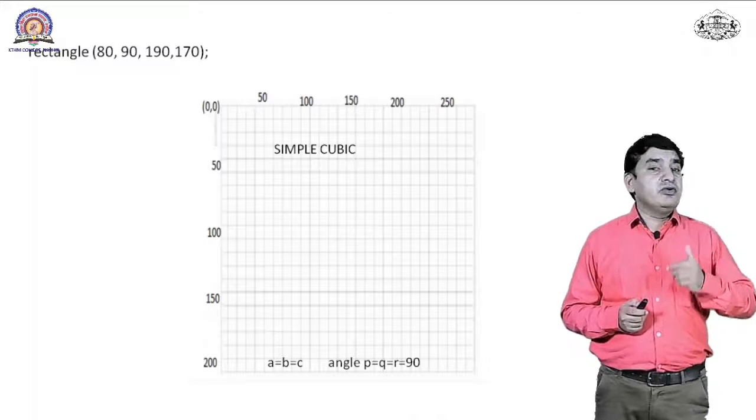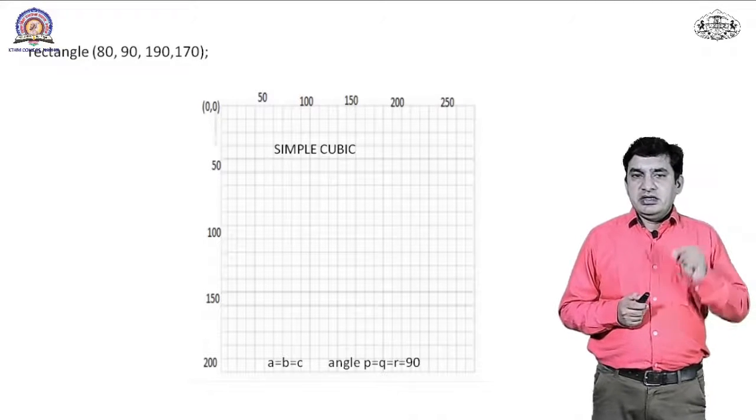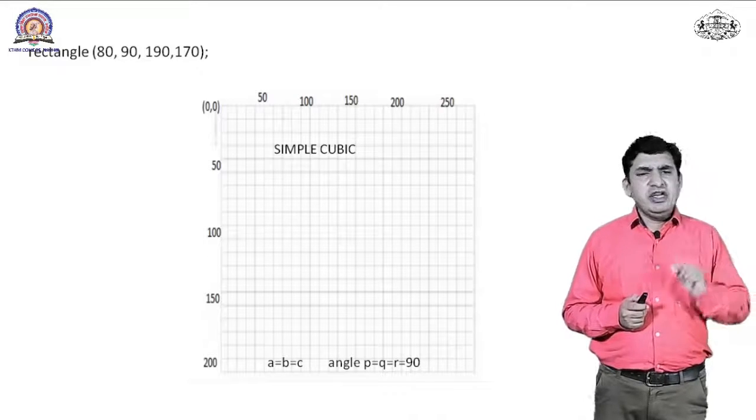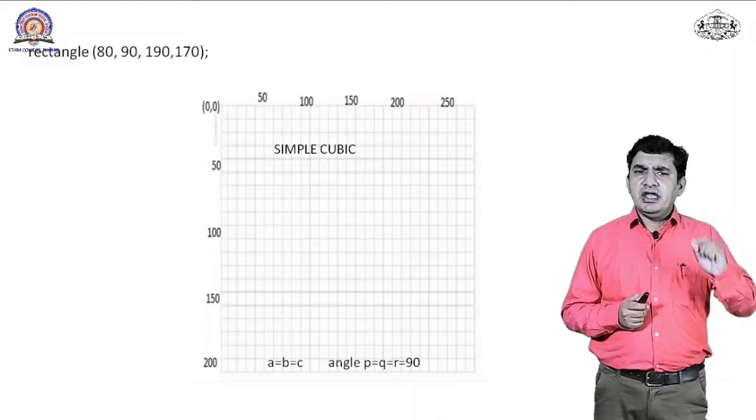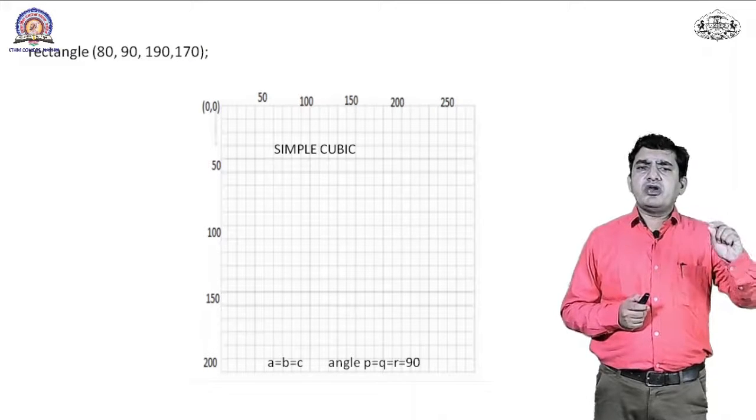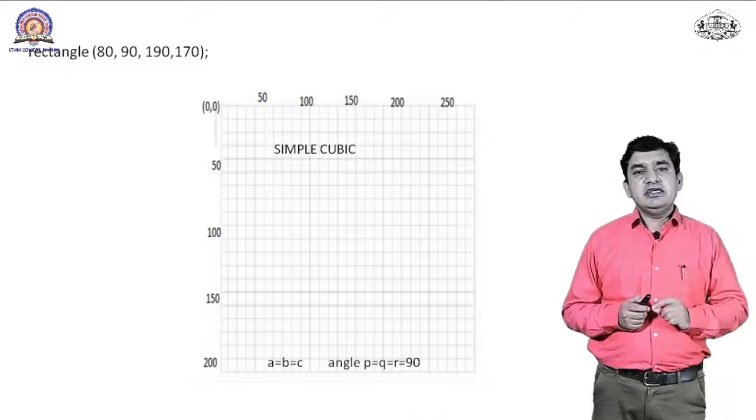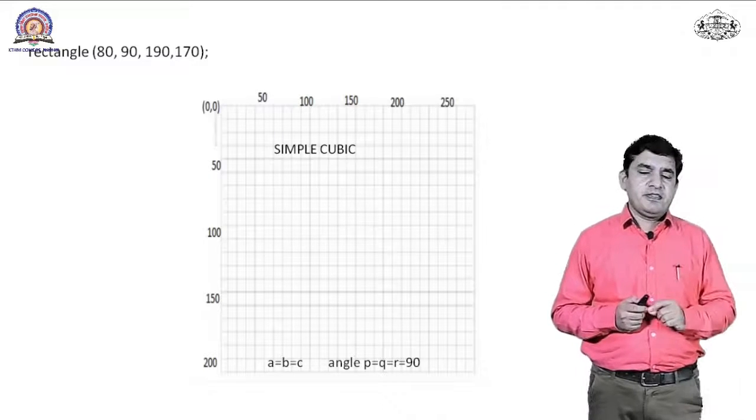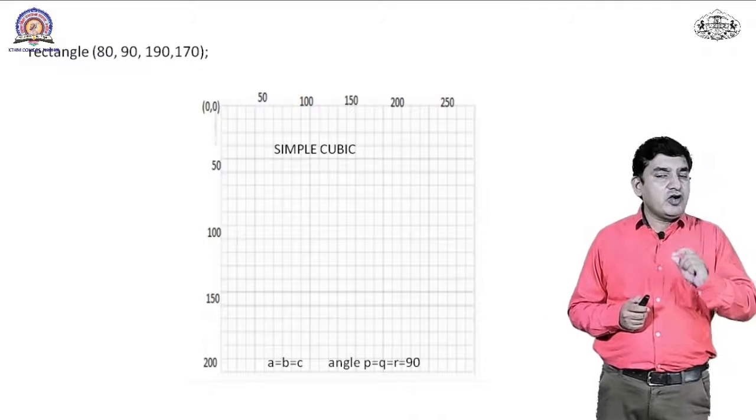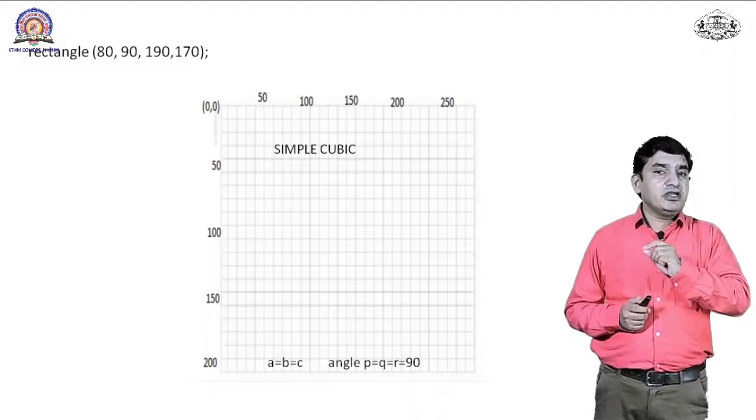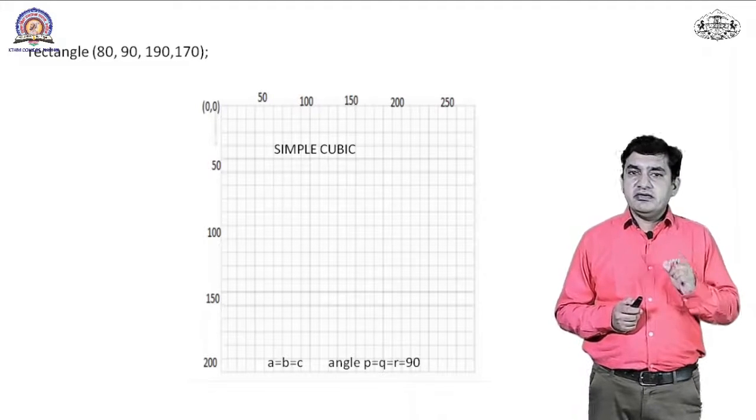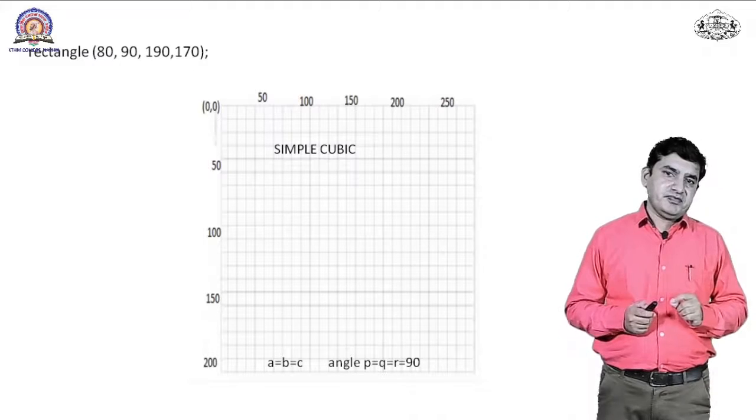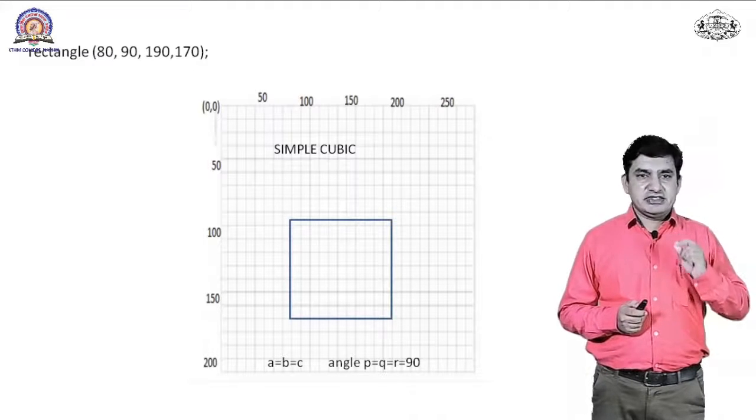Now we have to draw a rectangle. The coordinate of the left top corner of the rectangle is 80, 90. The coordinate of the right bottom corner of the rectangle is 190, 170. Okay, so the rectangle is like this.